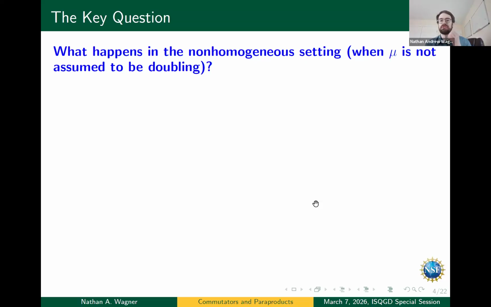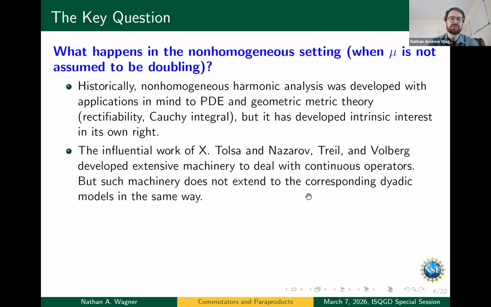But there's motivation to move beyond the doubling setting, what we call in the harmonic analysis community the non-homogeneous setting. So here mu is not assumed to be a doubling measure. And historically, non-homogeneous harmonic analysis was developed with a lot of applications in mind, for example, to partial differential equations and geometric measure theory. So, for example, topics such as rectifiability and the Cauchy integral, where you look at the Cauchy integral on some very, very rough planar curve, for example. But this topic has developed intrinsic interest in its own right.